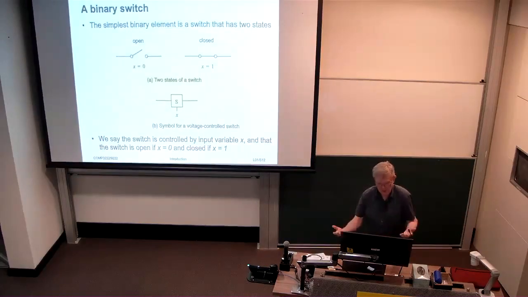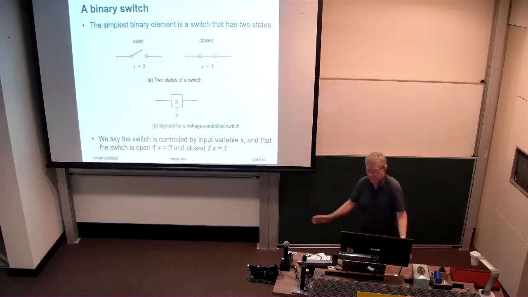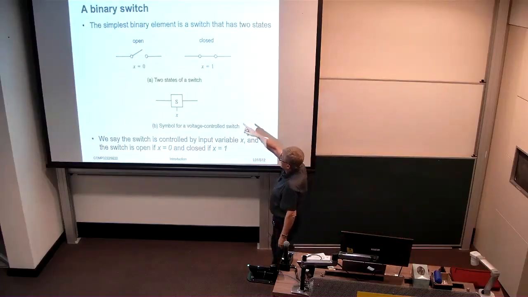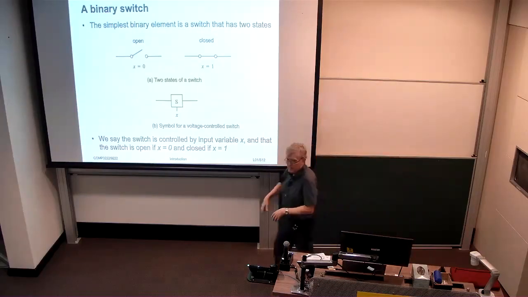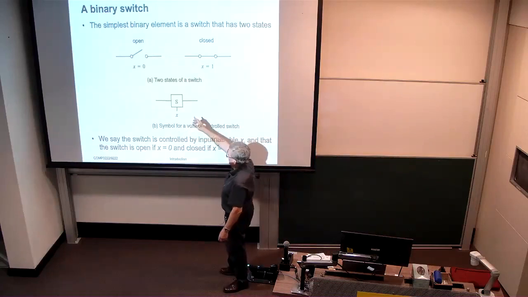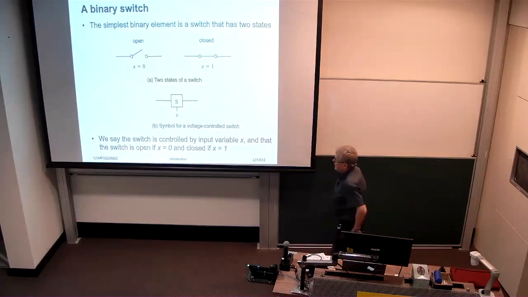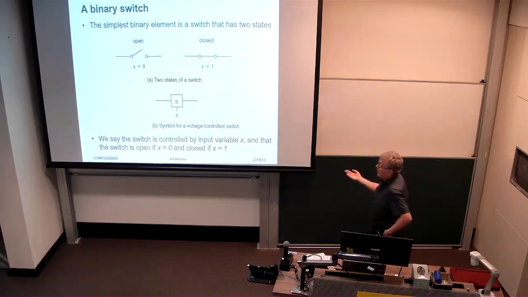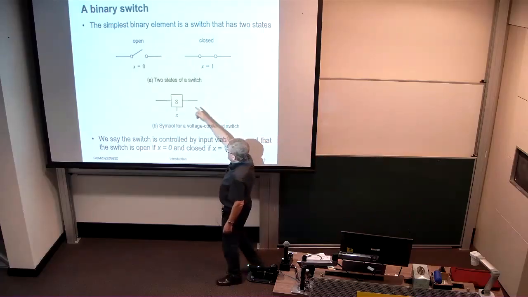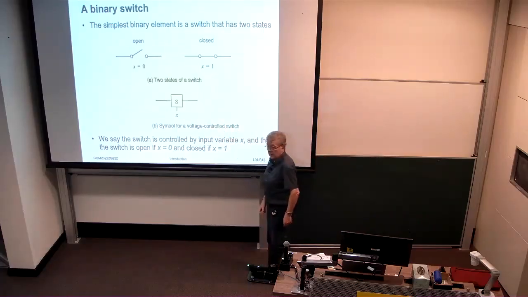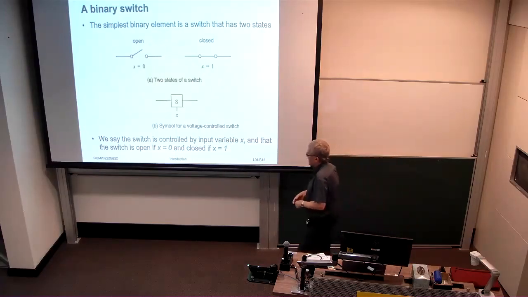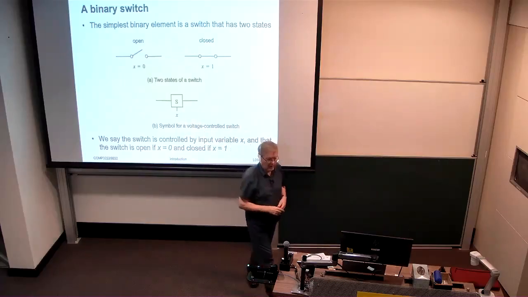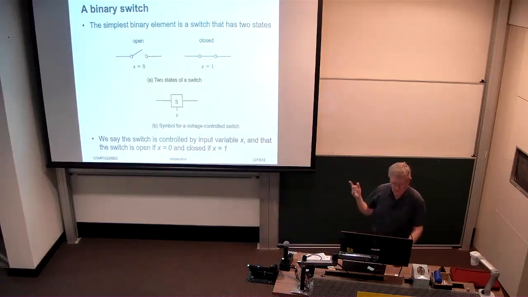So historically, we settled on a binary system. The simplest binary element is a switch, right? And some 30 years ago, this might have been called a course in switching circuits or something like that. A switch can have two states. It's either open or closed, and we'll define that in terms of some control variable x, which is either 0 when the switch is open or 1 when the switch is closed, and depict it as a box with an S in it to indicate that it's a switch with this x control variable.